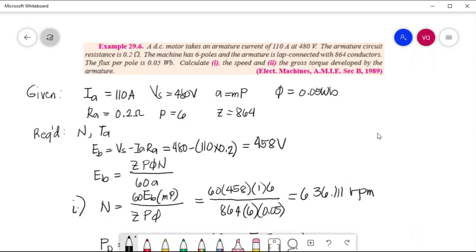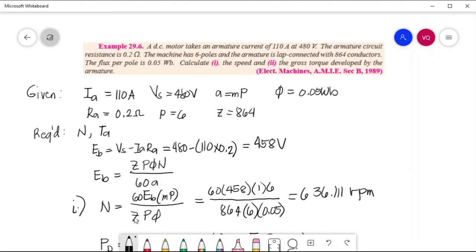Example: a DC motor takes an armature current of 110 amperes at 480 volts. The armature circuit resistance is 0.2 ohms. The machine has 6 poles and the armature is lap connected with 864 conductors. The flux per pole is 0.05 Weber. Calculate the speed and the gross torque developed by the armature. I listed all the given parameters here, and the required are the speed and the TA.